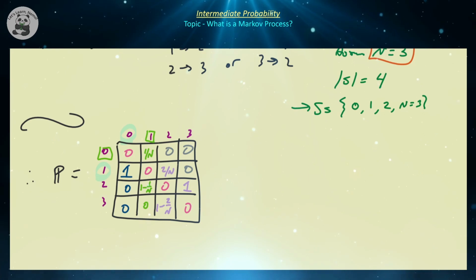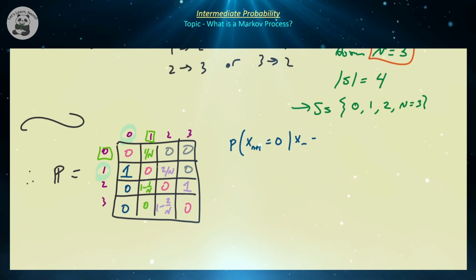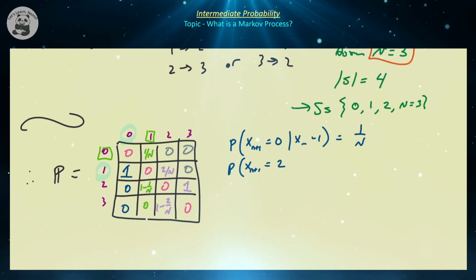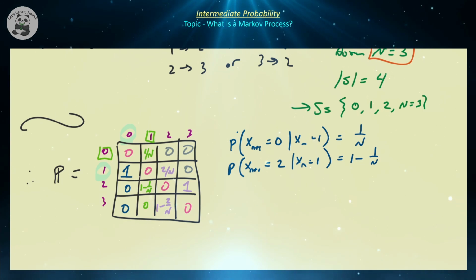Okay, so that gives us all of our probabilities, and we can state these in probability form from the Markovian perspective. So what's the probability that Xn+1 is equal to 0, assuming that Xn is equal to 1? That's obviously going to be equal to 1 over M, and the probability that Xn+1 is equal to 2, assuming that Xn is equal to 1, is 1 minus 1 over M.